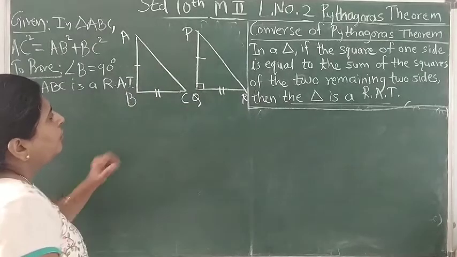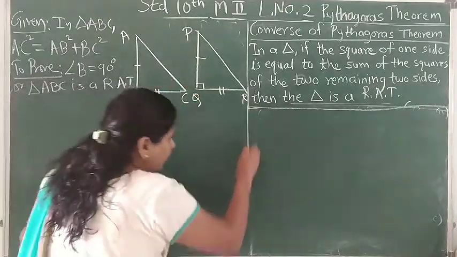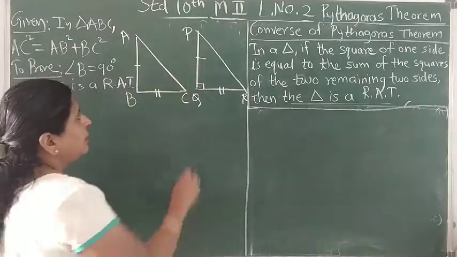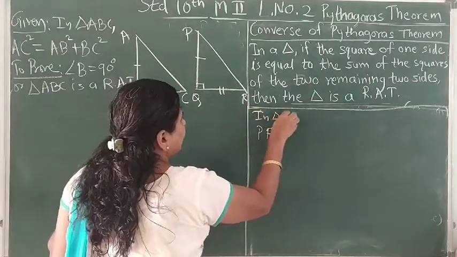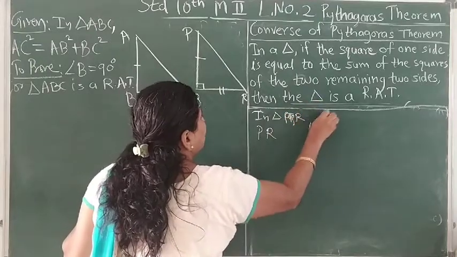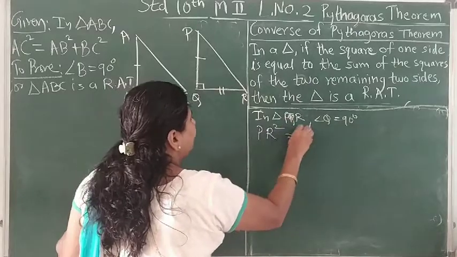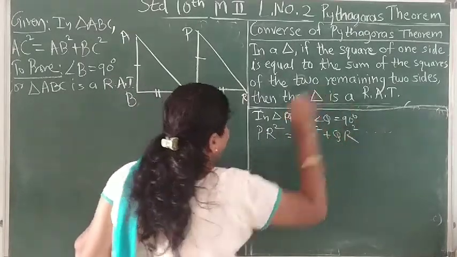Okay. Now here we have drawn a proper right angle triangle. So what can we do? We can use Pythagoras theorem in our newly constructed triangle PQR. Angle Q is 90 degrees, correct? That's why PR square, the hypotenuse, is equal to PQ square plus QR square. Okay, this is as per Pythagoras theorem.